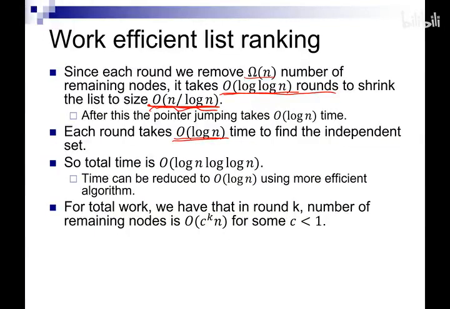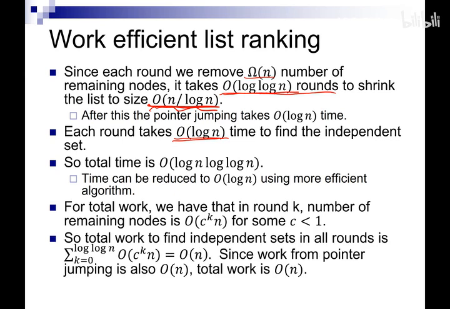Okay, so therefore we can do this in log n time. And the final thing to do is to look at how much work we're doing. For the amount of work, as you run this algorithm, you have less and less nodes. Since you're taking out a constant fraction of the nodes each time, the number of remaining nodes in the kth round is going to be c to the kth power times n, for some c less than 1. For example, if you take out a third of the nodes each time, then c here is going to be 2/3, and you're going to have 2/3 to the k times n nodes in the kth round.